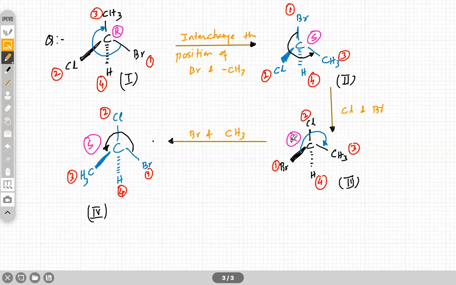Wait a second, Gayatri. We'll do that. Okay. Even number of exchange, there is no change in configuration. Odd number of exchange, the configuration changes.